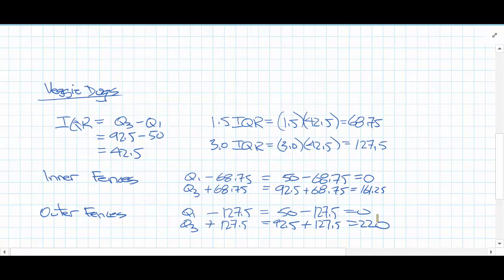Now the outer fences are 3.0 times the interquartile range, so 3 times 42.5 is 127.5. Wow, okay. So for our inner fences, you're going to go Q3 plus 1.5 times the IQR, which gives you 161.25. So that's your inner fence greater than Q3. And the outer fence greater than Q3 is going to be 127.5 plus 92.5, 220.